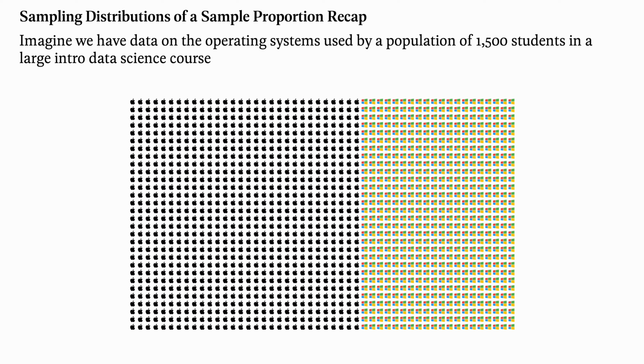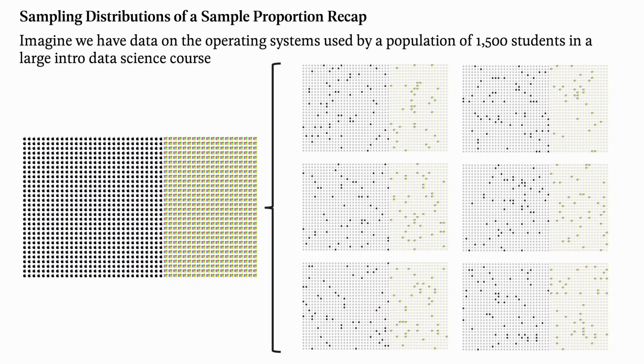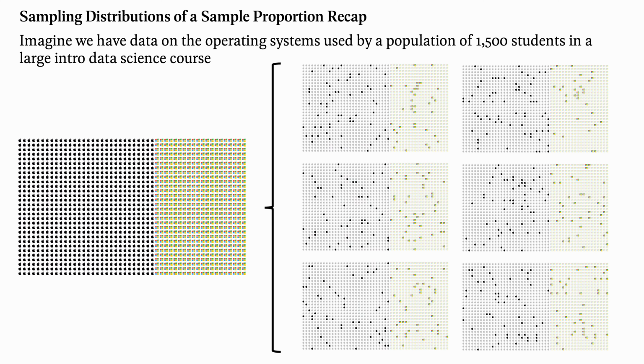So we started out with a hypothetical scenario where we had a population of 1,500 students in a large data science course. We collected data on those individuals and found that 60% of them were Mac users and the remainder were Windows users. From that population, we drew many samples which each had their own sample proportions that were slightly different from the population proportion.